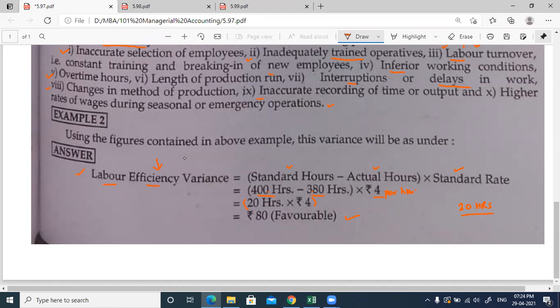So this is the second example. Are you with me? Are you understanding this topic, both students? Yes, sir. Okay. Yes, sir. Okay, let's move to the next problem.